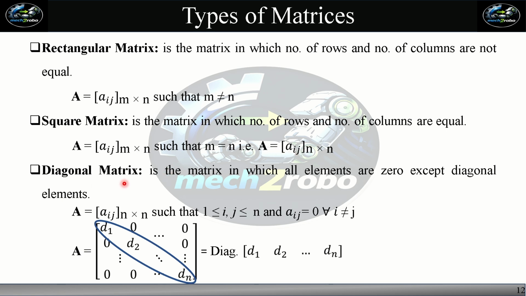Then diagonal matrix. Diagonal matrix is the matrix in which all elements are 0 except the diagonal elements. Means all elements are 0 except those elements in which the row position is equal to the column position. That is, all those Aij are non-zero where i is equal to j, and all those Aij are equal to 0 where i is not equal to j. In short, we also write the diagonal matrix as Dij with square brackets and all the diagonal elements.